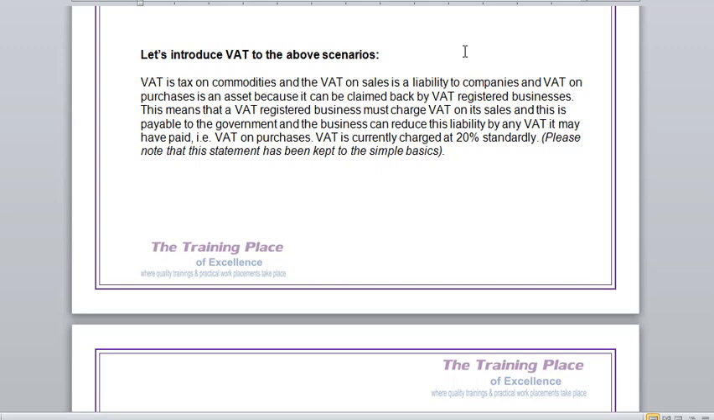VAT is currently charged at 20% standardly, and we've kept it as a very, very basic, simple statement. That is to say, VAT is a lot more complex than this. What we are working with, double entry for beginners. So the very basic level of VAT is literally a case where you are working with the standard VAT scheme, and that implies that if your company is VAT registered, you charge VAT on all your sales. That will be a liability in your company's hands, and you will also pay VAT. That will be VAT on purchases, and you can claim that back.